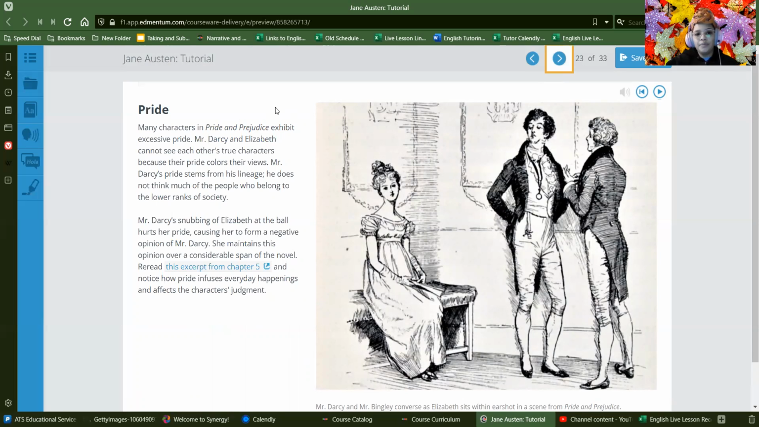So here they go over basically the pride portion of this. Many characters in this book exhibit excessive pride. Mr. Darcy and Elizabeth can't see each other's true character. They can't see each other's true personality through the way that their pride colors their views.